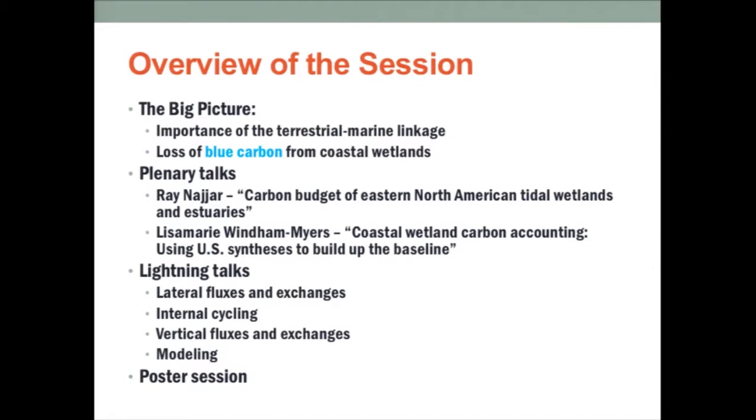Now, the aim of the lightning talks is to really get into the title of the session, which is what's the state of the art in terms of coastal wetland fluxes. So what are people doing right now? What are ongoing projects? What types of approaches are they using to quantify carbon fluxes in various forms? And we've broken them down into lateral fluxes and exchanges, vertical fluxes and exchanges, internal cycling and modeling. And then also to point out that there's a poster session associated with this general session, and you can see some of those posters later today.